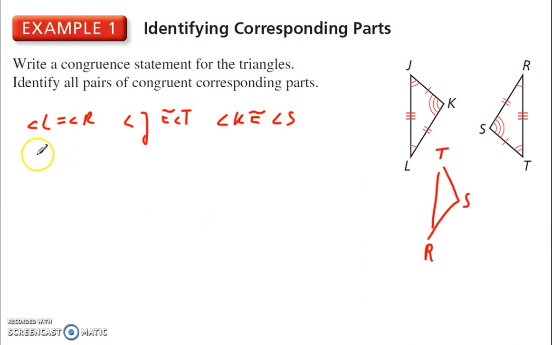Corresponding sides. We've got JL, which corresponds to TR. Okay, almost made that mistake, labeling them backwards. Okay, then we have KL, and that corresponds to SR. And then JK corresponds to TS.